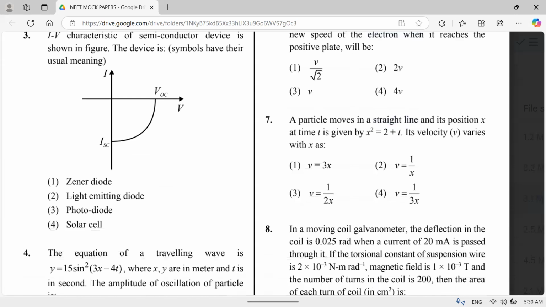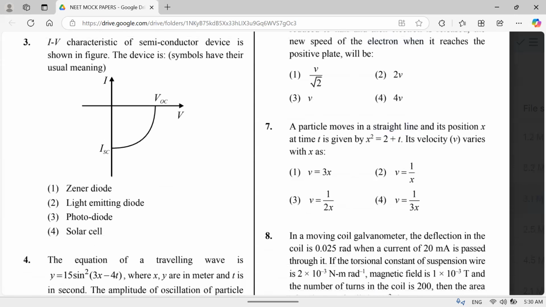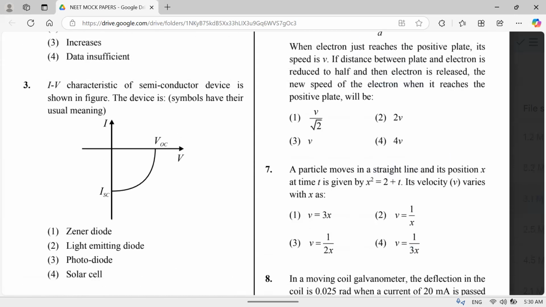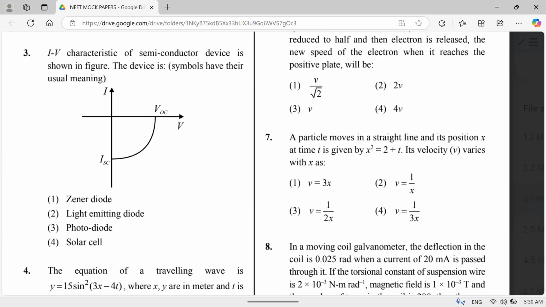Question number 3, I told you, the answer is solar cell. The IV characteristics of a semiconductor device is shown in figure. The device will be your solar cell, because a Zener diode works in reverse bias. Light emitting diodes and photodiodes will work in forward bias. A solar cell will only work in the fourth quadrant. I told you while doing semiconductors and devices also.